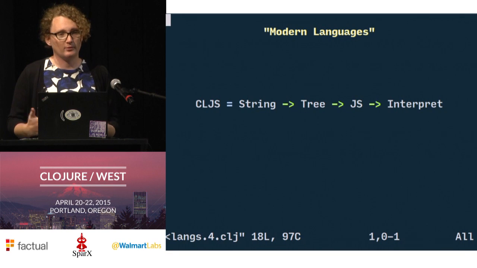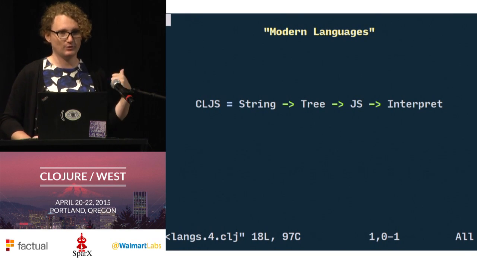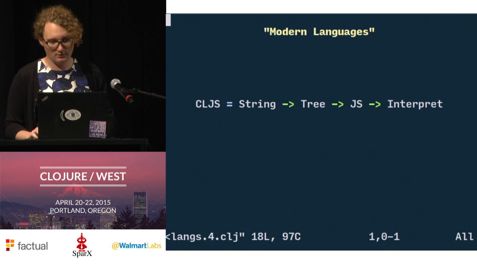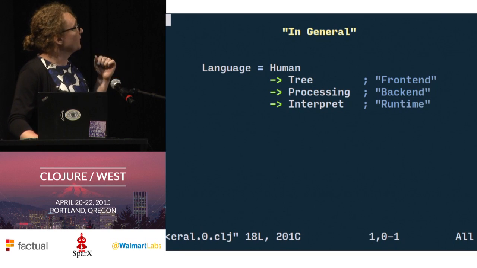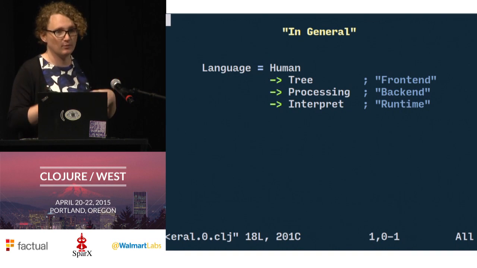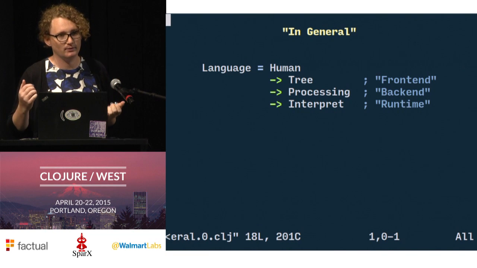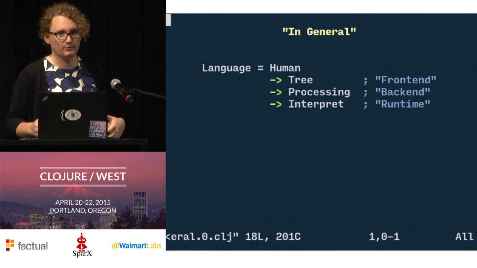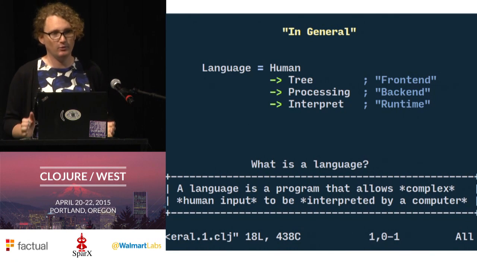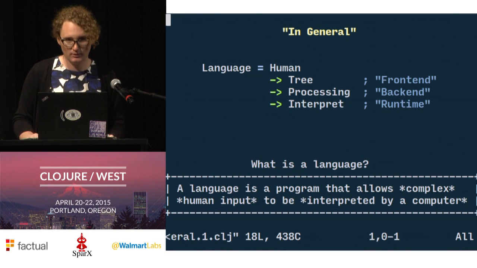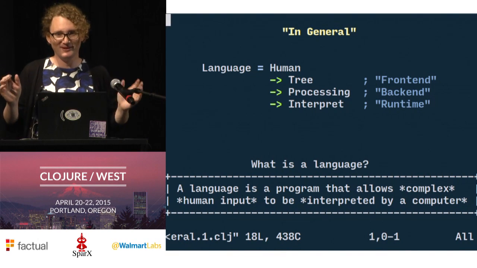So in general, the only thing we can really say about languages, even these very large general purpose languages, is that they take something from a human, they do some processing on it, on some kind of tree, and then they interpret it, right? And this is what a language is. A language is a program that allows very complex human input to be understood by a computer. That's it. OK?